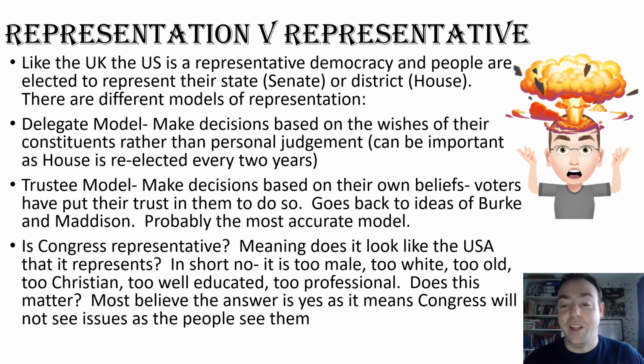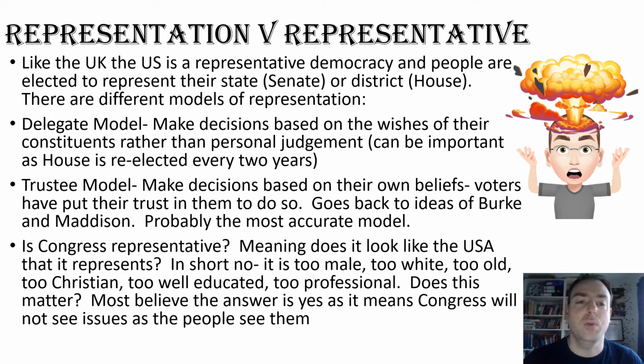There are some really interesting things that come into this. We're looking at the potential difference between representation and being representative. They're two different things. The UK and the US are representative democracies, and in this, people are elected to represent, in America, their state. You get two senators from each state, and they represent the whole state, or they represent a district within their state. For the House of Representatives, that's how it's divided up, into different congressional districts.